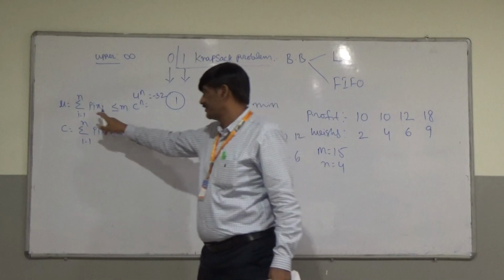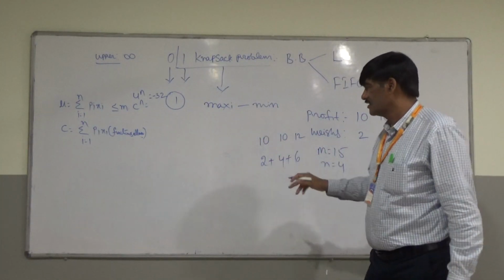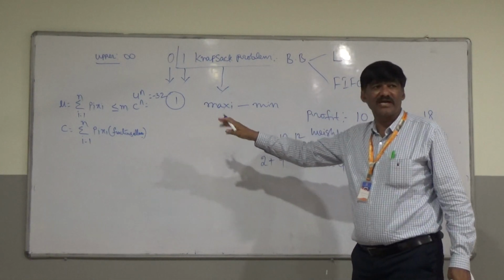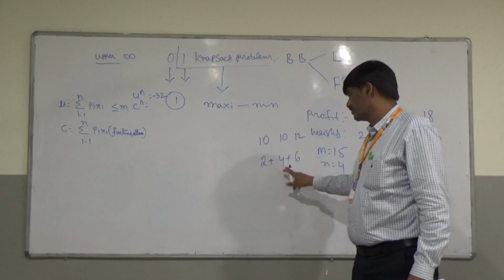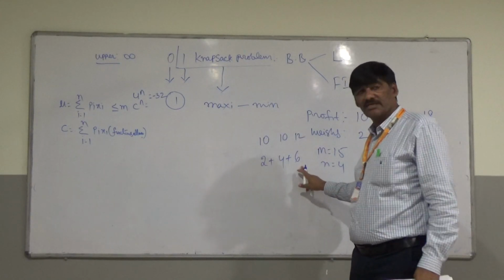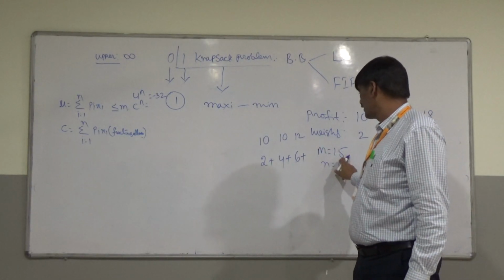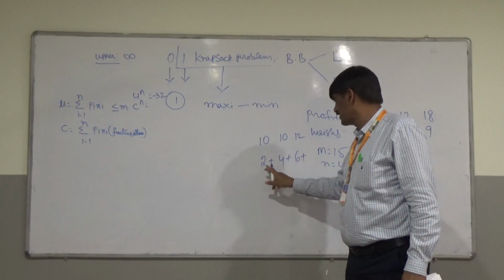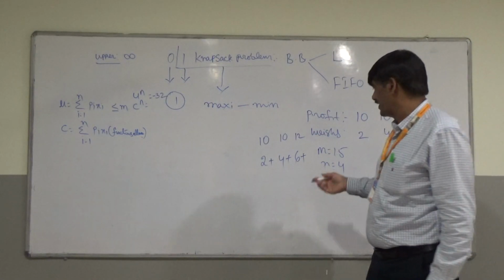Here the values are pi into xi. Next, similarly calculate the cost also. The cost uses the same formula, but here fractions are allowed. So the first item is considered, the second one is considered, the third one is considered, and then the fourth. How much gap is there out of 15? 6 plus 4 plus 2, that is 12, is completed. The remaining 3 kgs is pending.